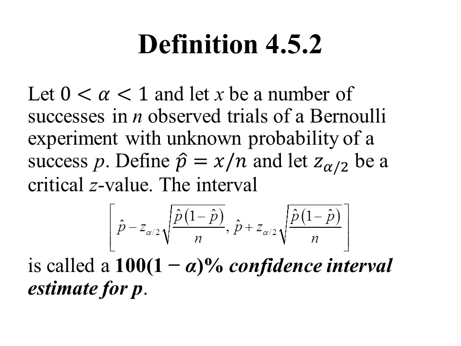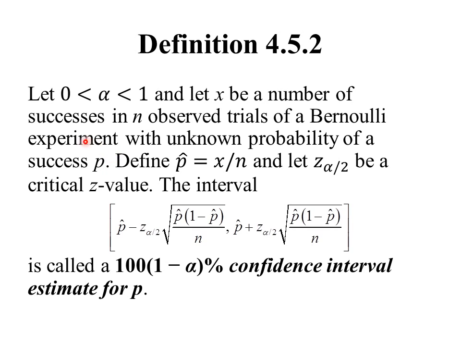Alright, so now that we've defined our critical values, we can define our confidence interval. Now here in this lesson, we're not going to discuss the theory behind this confidence interval. The book describes in detail where this confidence interval comes from. We're just going to define it here and then illustrate how to use it to do some calculations. Okay. So we start off with a number alpha between 0 and 1. And let x be the number of successes in n observed trials of a Bernoulli experiment with unknown probability of a success p. So let's stop there for a moment.